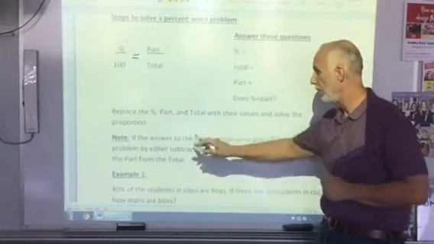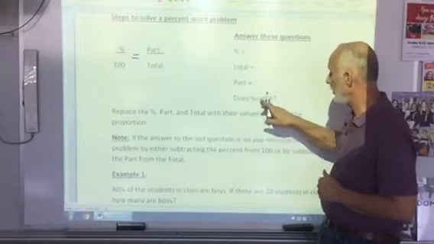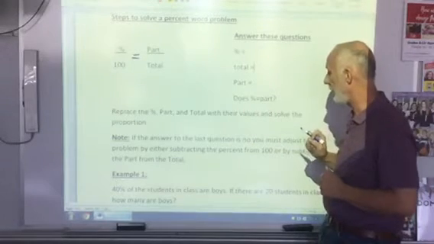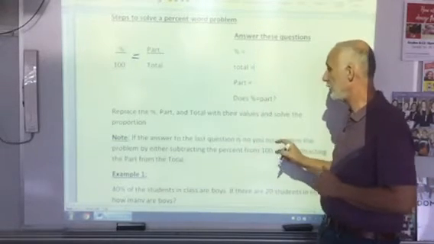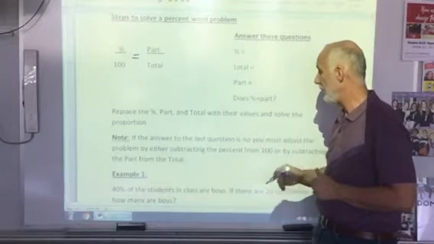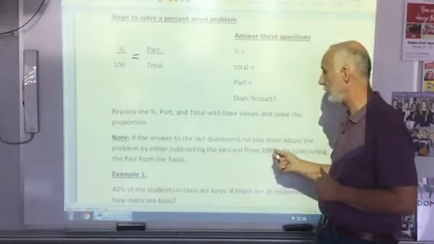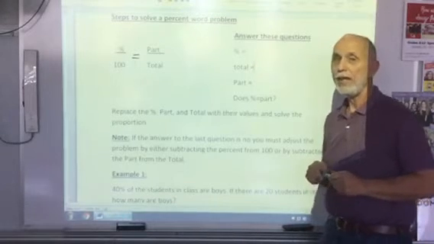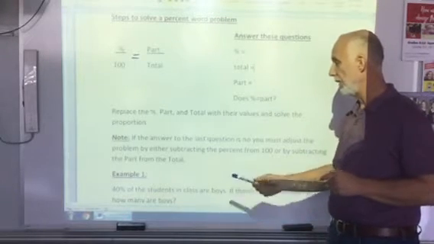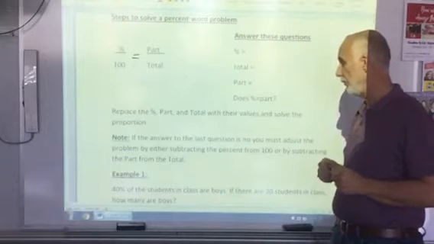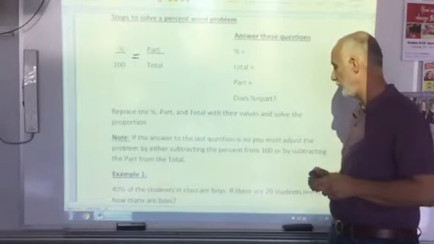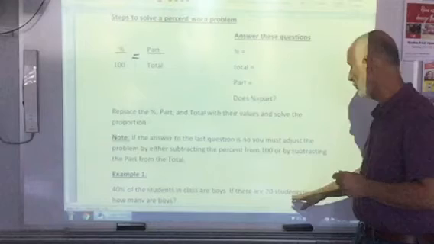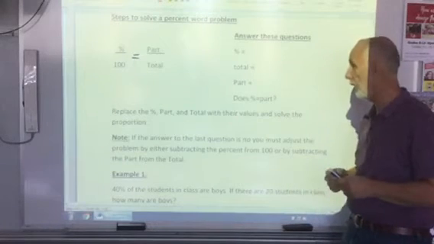And please note, if the answer to the last question, does the percent and part stand for the same thing, is no, you must adjust the problem by either subtracting the percent from 100 or by subtracting the part from the total. Now if we look at this example here, it says 40% of the students in class are boys. If there are 20 students in class, how many are boys?